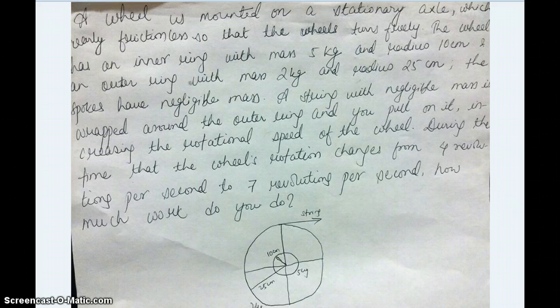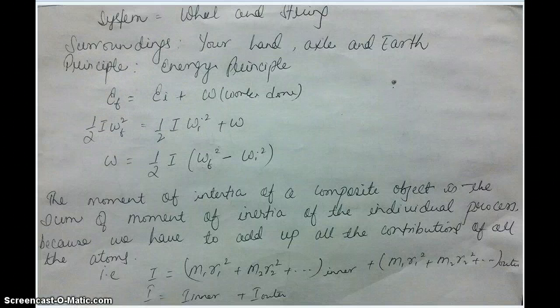So this is our free body diagram of the wheel. The string is connected to the outer circle of the wheel, as you can see, and there is an inner circle, and the inner circle is 10 cm in radius and its mass is 5 kg, and the outer circle is 25 cm in radius and its mass is 2 kg. So as far as the solution goes, first we need to determine what our systems are.